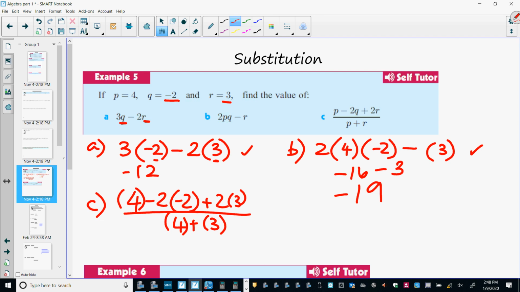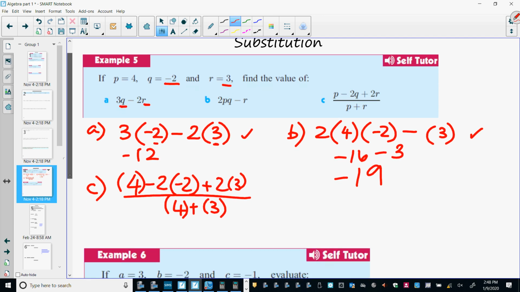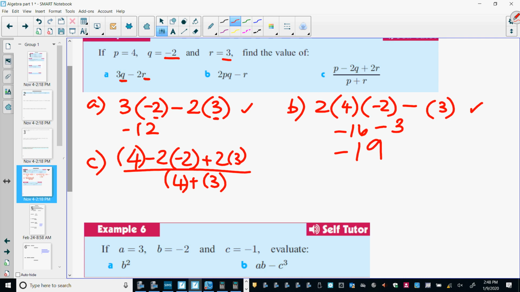I was asked if I could do it mentally, so I worked out the first portion. I know those three numbers are multiplying together. So we did 2 multiplied by 4, and then multiplied that by negative 2, we got negative 16. And then we took away 3. So negative 16 take away 3 ends up at negative 19. I'm not sure what you don't get about that. Have I explained it okay now?